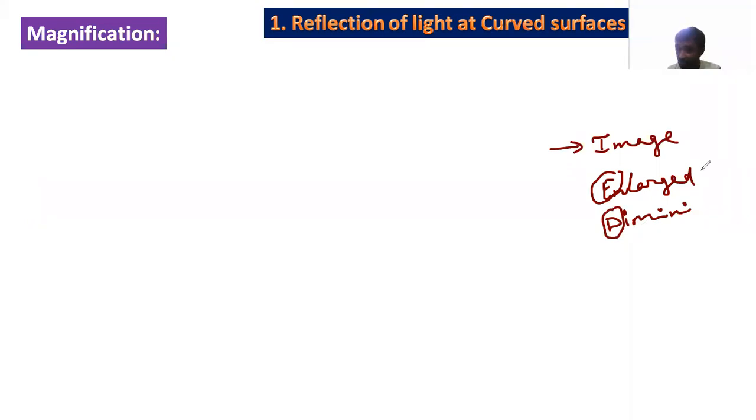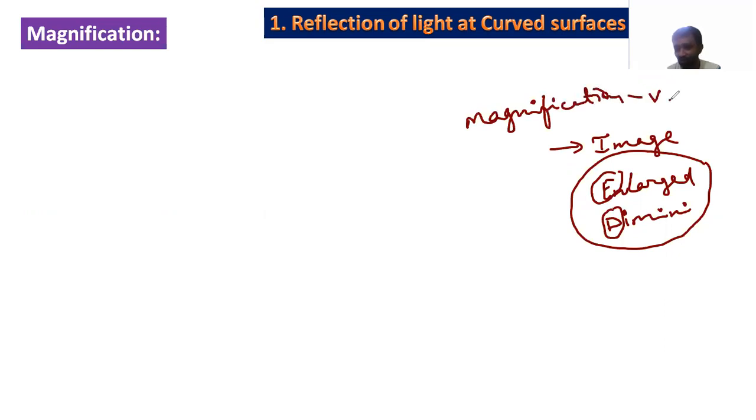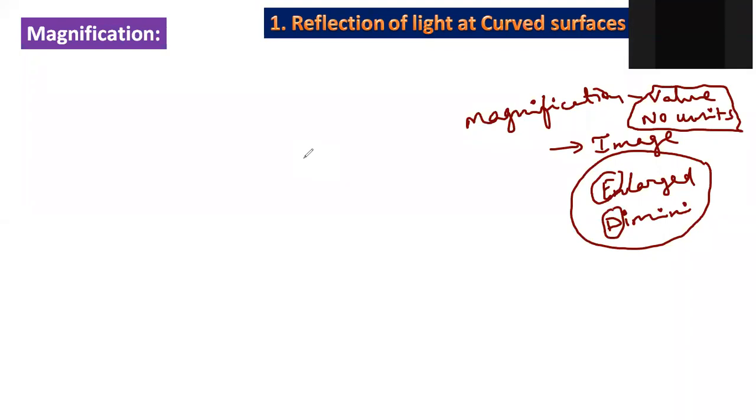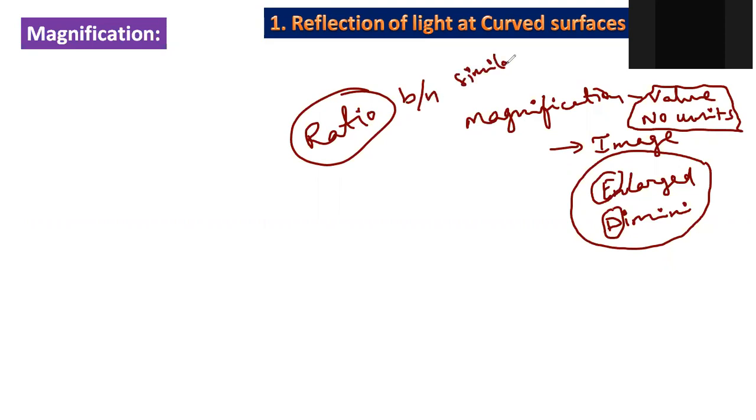So this information you will get from the magnification. Magnification is simply a value without any units. When do units cancel? When does a quantity come without units? If it is a ratio between similar quantities. Any quantity without units is a ratio between similar quantities.